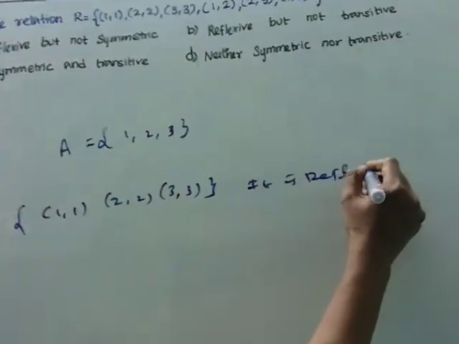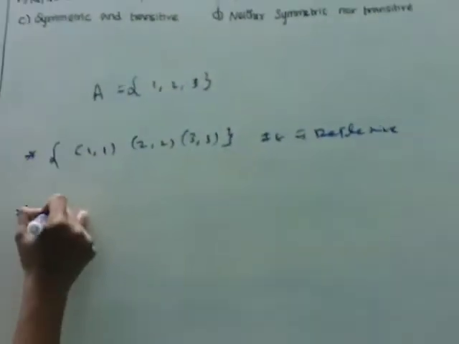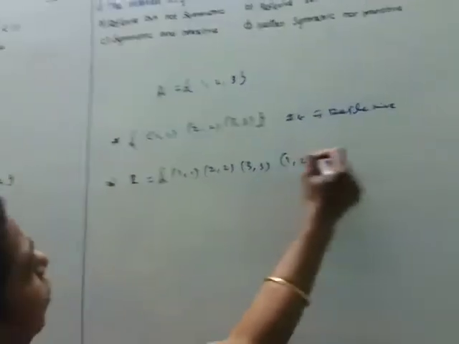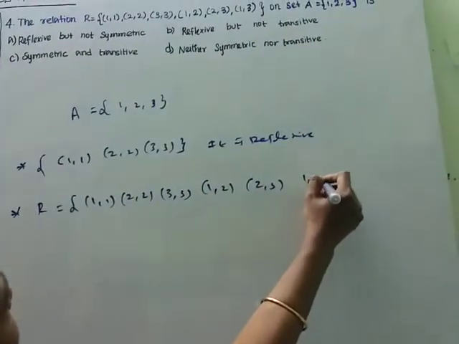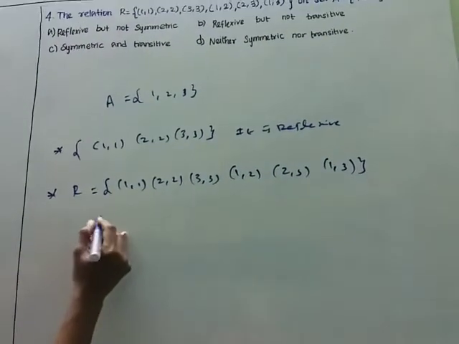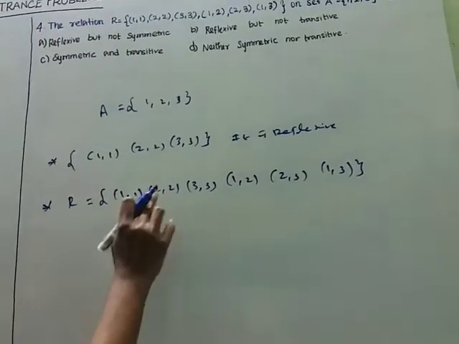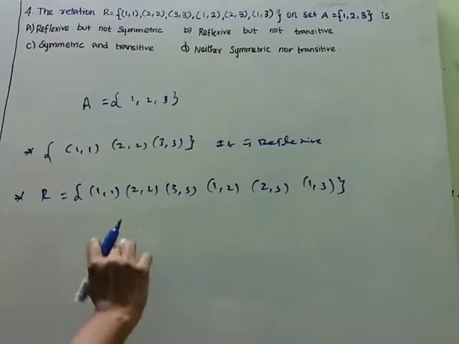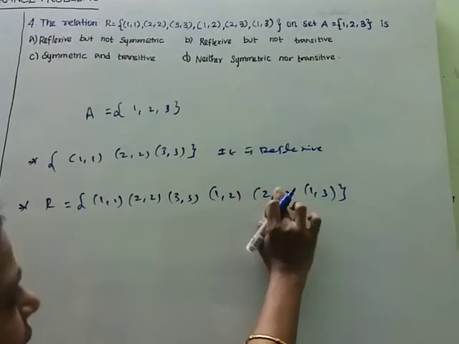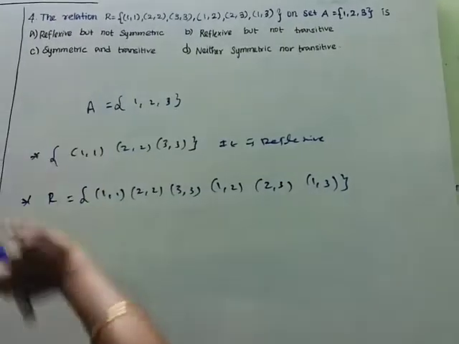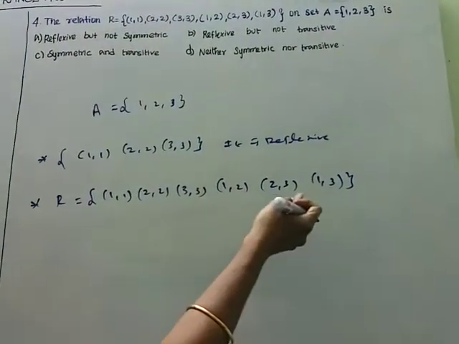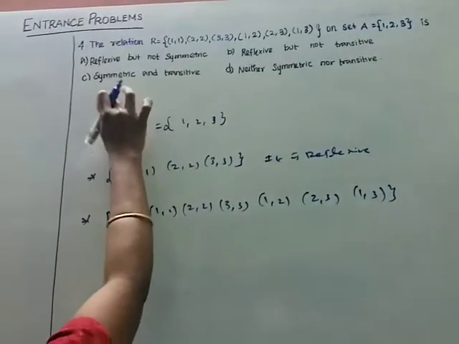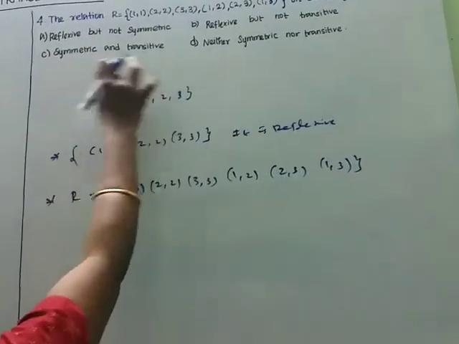Okay ma? Symmetric: inside that R we have 1 comma 1, 2 comma 2, 3 comma 3, 1 comma 2, 2 comma 3 and 1 comma 3. Symmetric means, what is the symmetric image of 1 comma 1? 1 comma 1. 2 comma 2 is 2 comma 2. 3 comma 3 is 3 comma 3. But for 1 comma 2, the symmetric image will be 2 comma 1, which is not present in that R. For 2 comma 3, the symmetric image is 3 comma 2, not present in R. For 1 comma 3, the symmetric image is 3 comma 1, not present in R. So therefore it is not symmetric. So here the third choice will never come. Symmetric and transitive will never come.